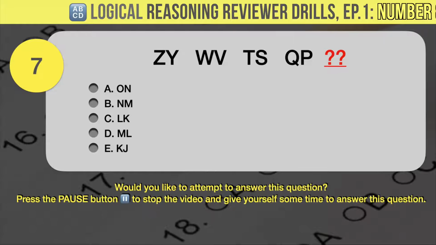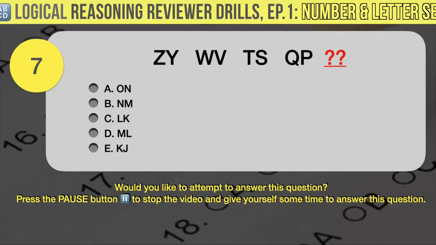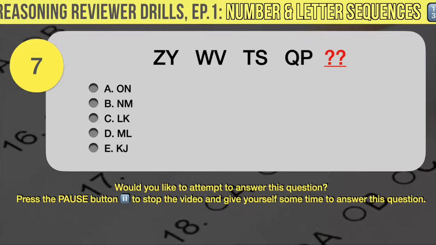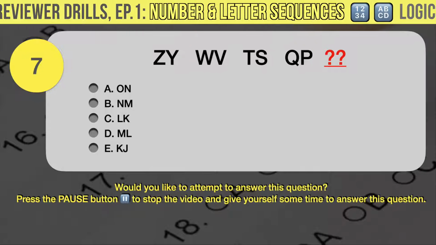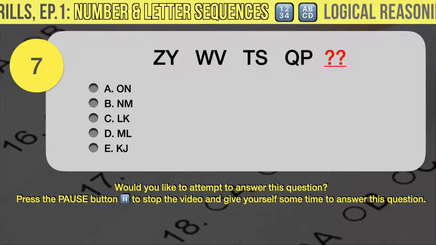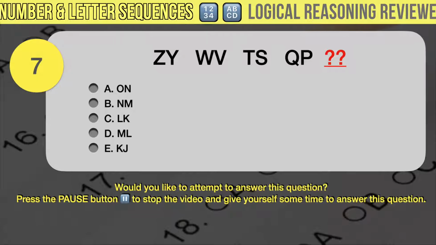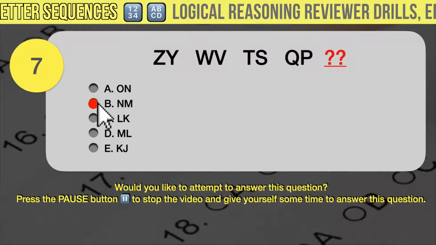Drill question number 7. Which letter pair comes next in the following sequence? ZY, WV, TS, QP. Your answer choices are A. ON, B. NM, C. LK, D. ML, E. KJ. The correct answer is B, NM.